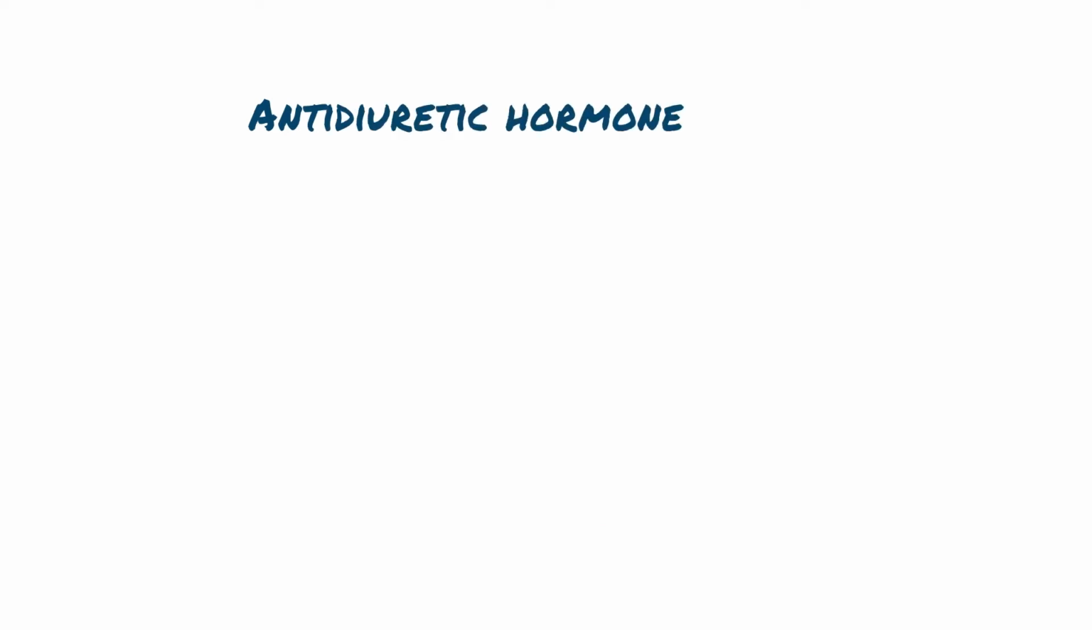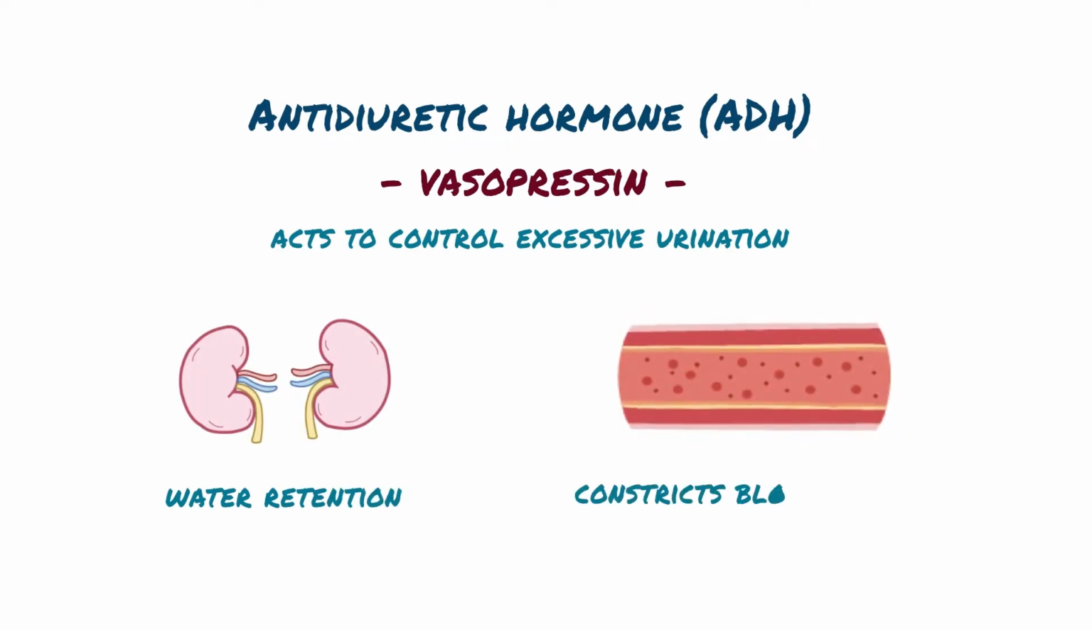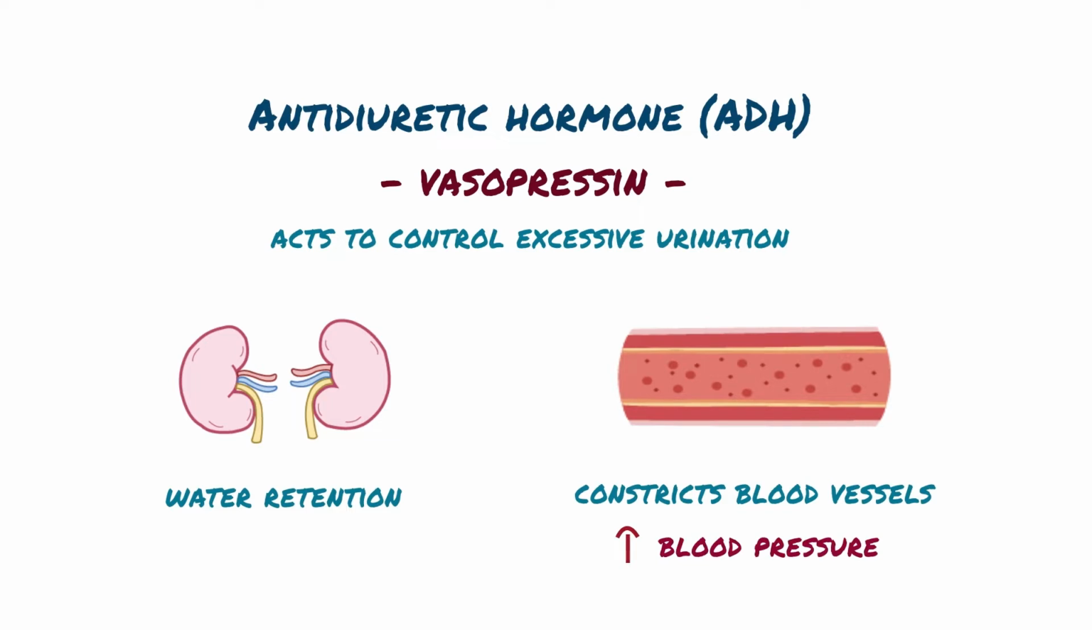Antidiuretic hormone, or ADH, is also called vasopressin. It's a hormone that acts to control excessive urination. It causes water retention and constricts blood vessels, which means it also helps to increase blood pressure.